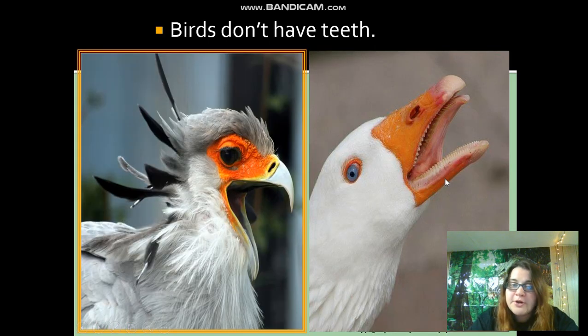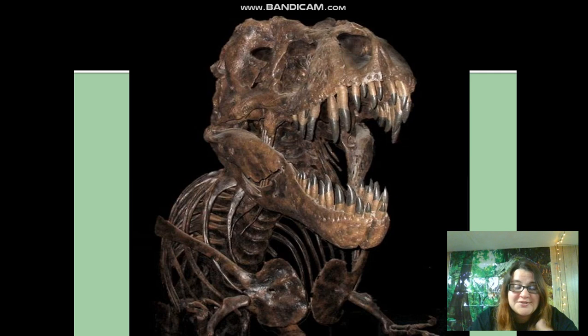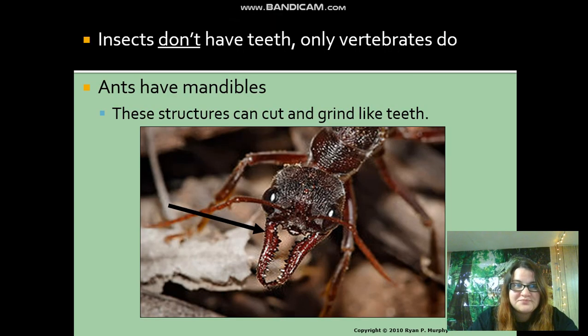Now, birds don't have teeth. Some of the waterfowl, like this goose here, you can see has a serrated beak, which will hurt you just as bad as teeth, but they're not made out of bone. But birds did have teeth long ago. If you look at their ancestors, such as the T-Rex, it had a ton of teeth.